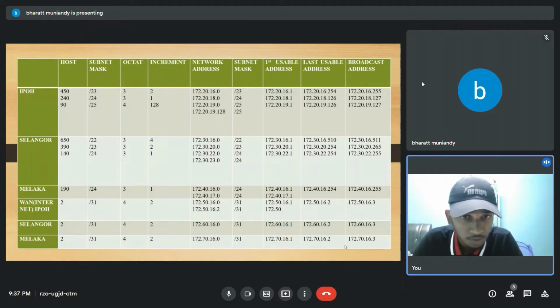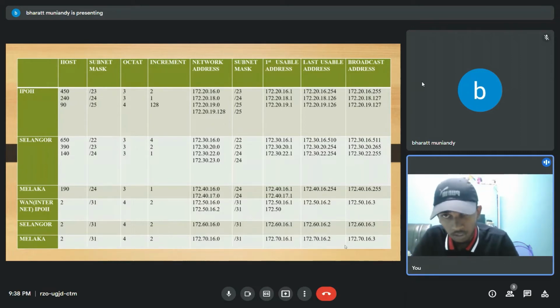Okay, the first usable address we should plus 1, which is 172.40.16.1, and the second one will be 172.40.17.1. Okay, the broadcast address is 172.40.16.255, and the last usable address we should subtract 1 from the broadcast address, which is 172.40.16.254.